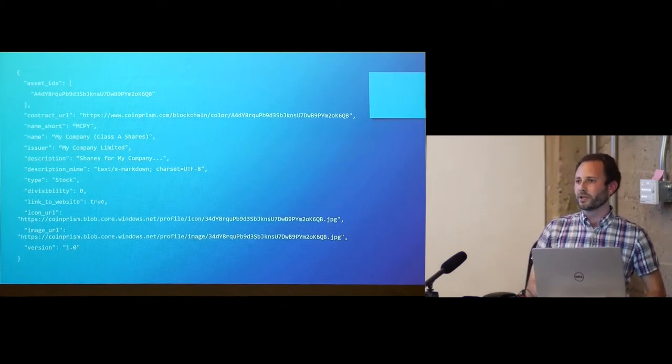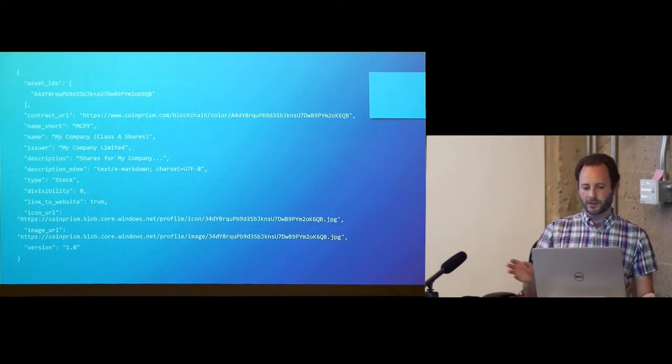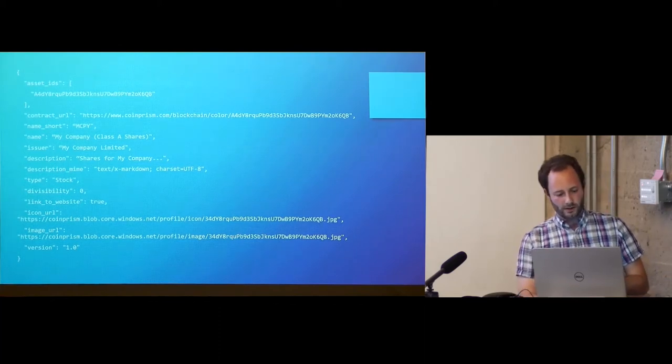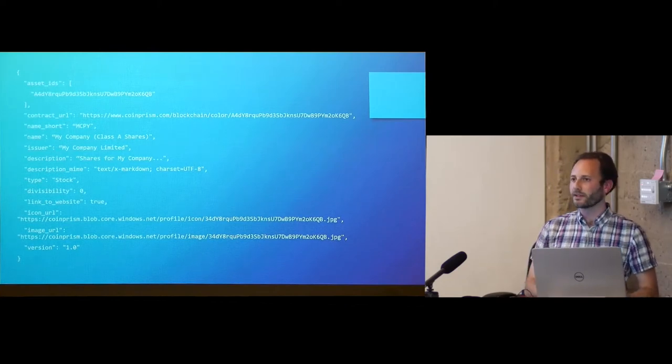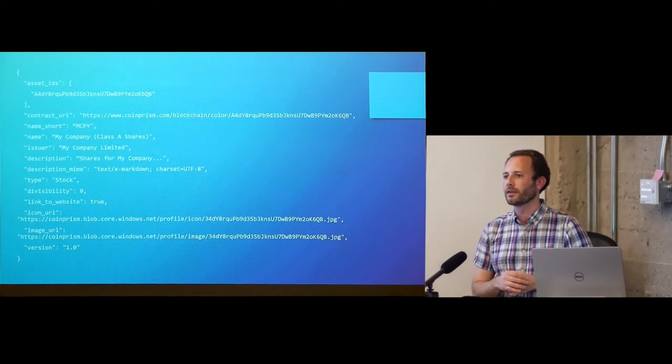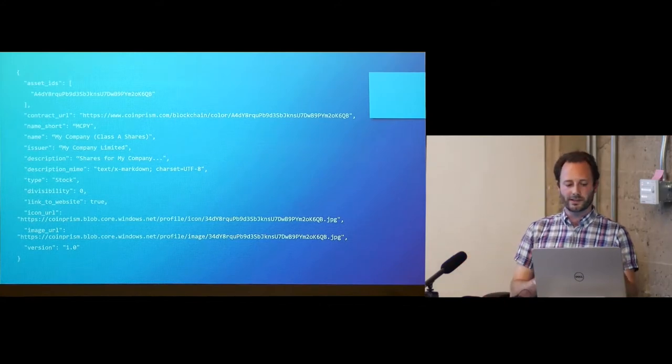So there's a link to your website, if you have a website, as the issuer. There's a short name, there's name, description, and then images and so on. So anybody can create name short MCPY, my company, Class A shares, my company limited. The only thing that would be different is the asset ID. You could create the same asset, but the asset ID would be different.